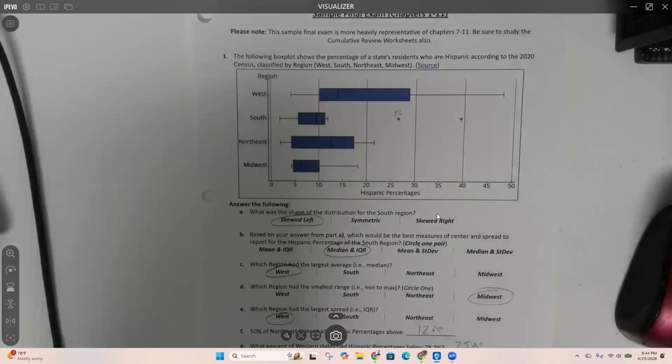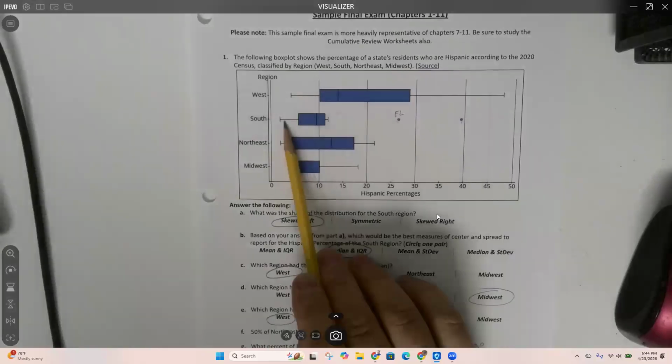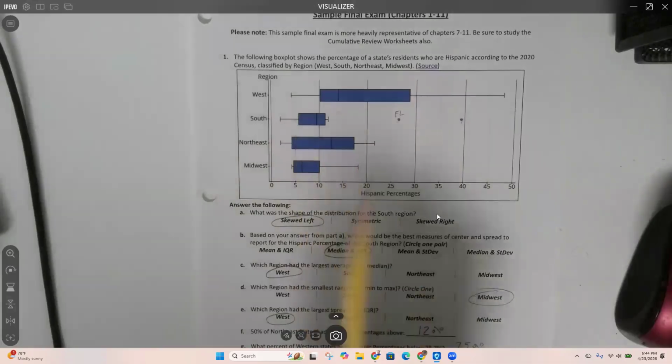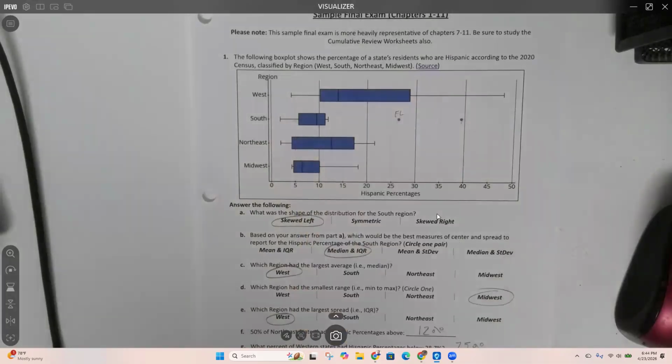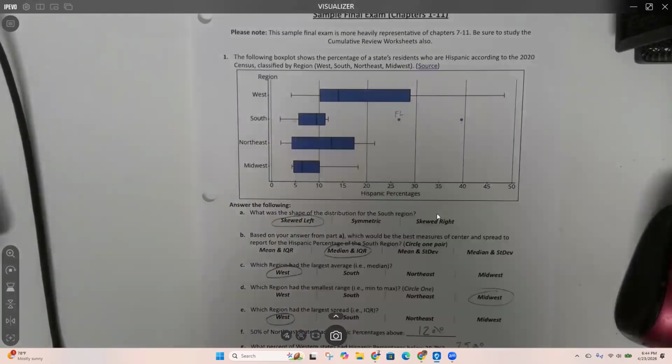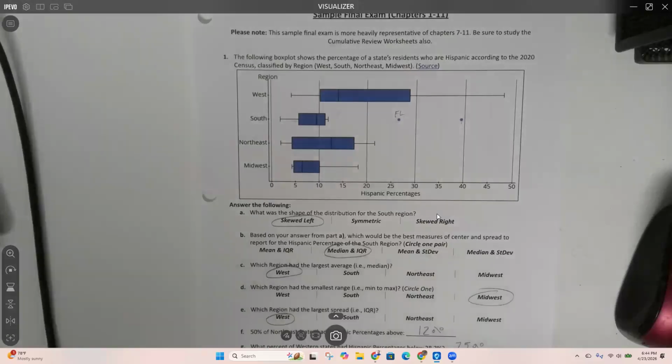It has some skew leftness because of this line and this box being bigger, so I would probably say left, but it has all those outliers pulling it to the right. So I would probably say right. Would you pick symmetric? Yeah, it could be symmetric too. The outliers are supposed to pull it, so technically it should be skewed right. So, the answer in this case is you can pick any of them.